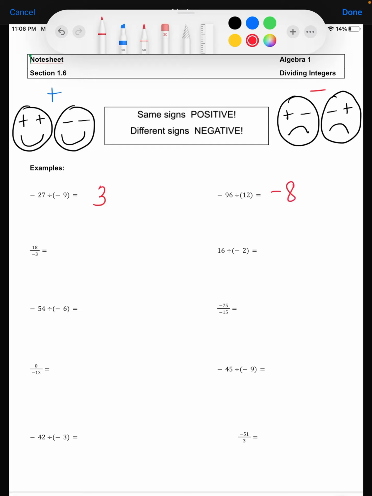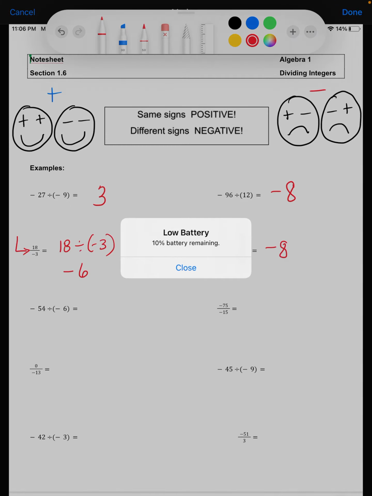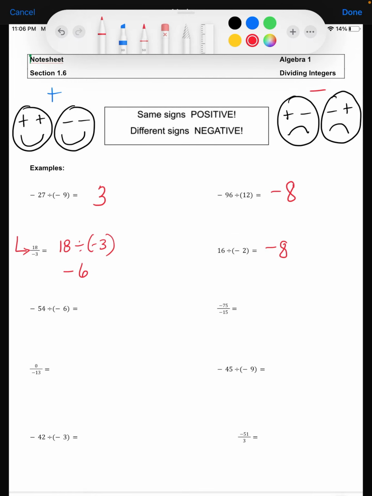Keep in mind that this fraction bar here means divide, so this is the same as 18 divided by negative 3. Because our signs are different, our answer will be negative, and 18 divided by 3 is 6. Similarly, 16 divided by negative 2, one positive, one negative means our answer is negative, and our number is 8. Losing battery here. Negative 54 divided by negative 6, the answer is positive 9.